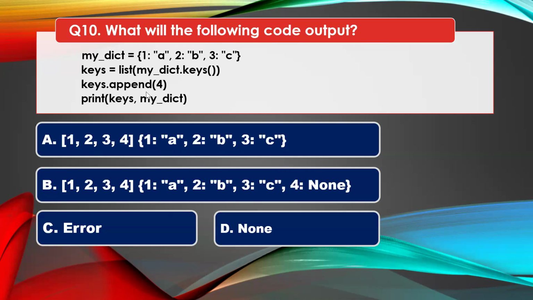You are adding the 4 to the list. That is 1, 2, 3 is a list. To that, you are adding 4. And the dictionary will not get affected with this. No way. So keys is 1, 2, 3, 4, and your dictionary will be the same. So A is the answer. Clear, guys? So this was our last question.